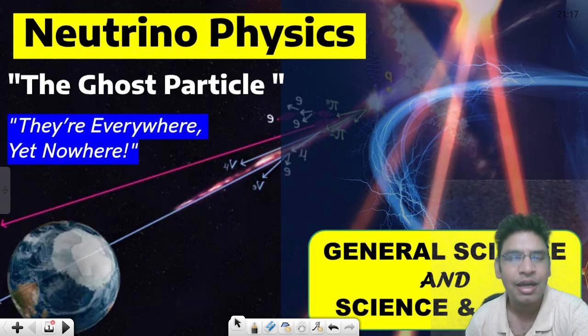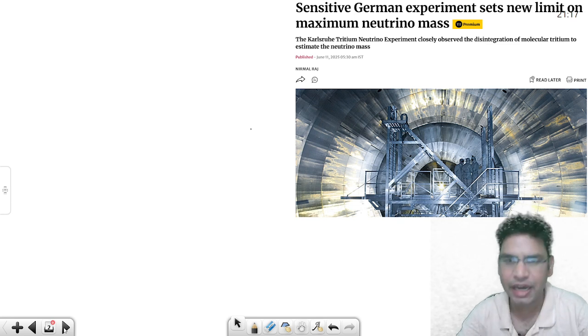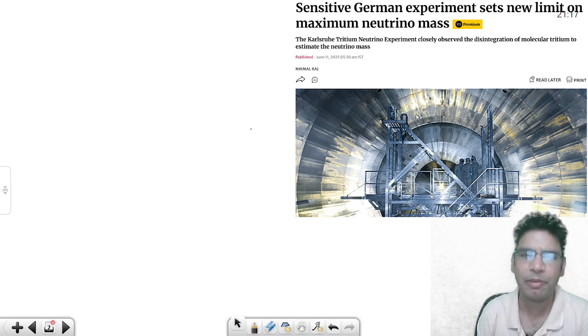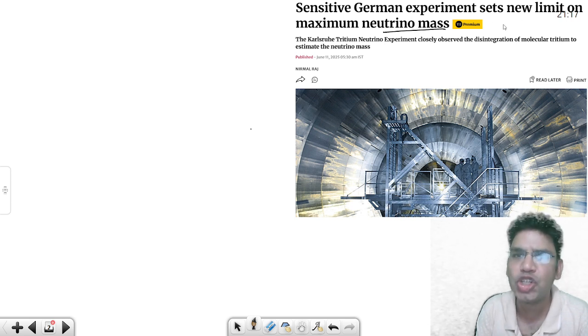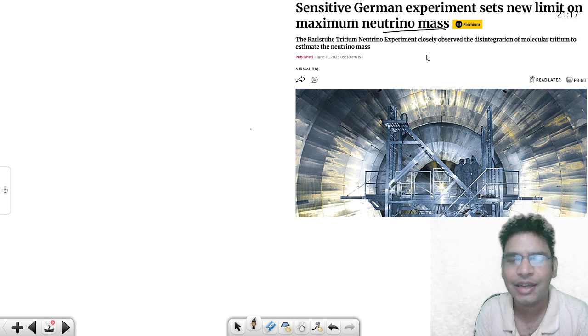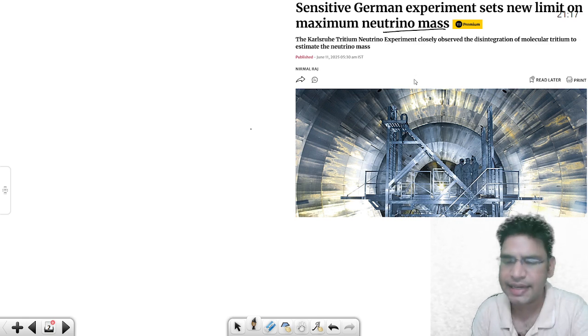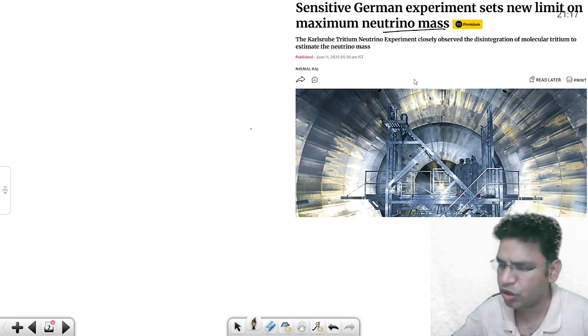deeply conceptual. Before we begin the properties of neutrinos, let me remind you, you have seen this in the newspaper, The Hindu, recently. The news was about the neutrino's mass, and it was about a German experiment that sets new limits on the maximum neutrino mass. Okay, again it was in the news. So let's begin our discussion about neutrino, right?